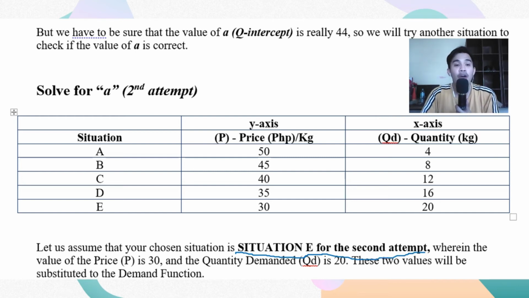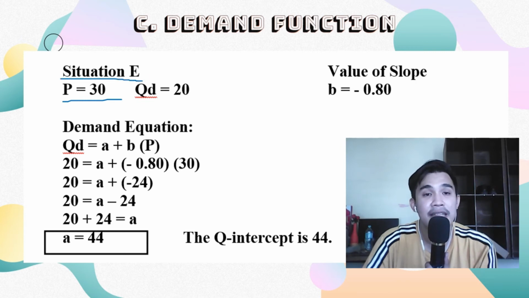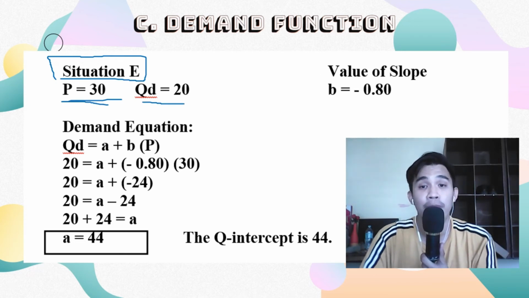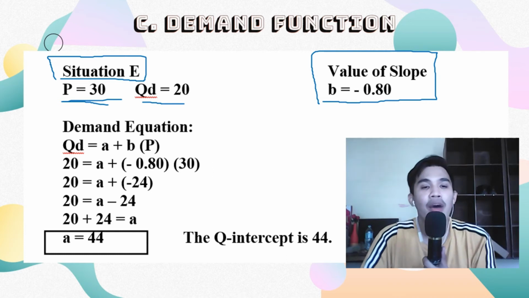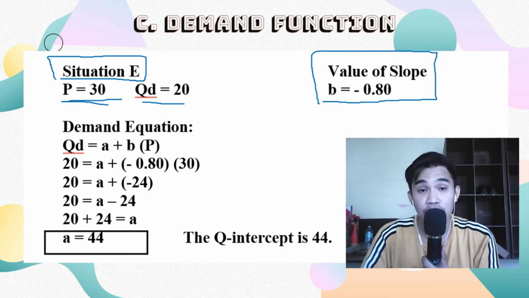Again, this is your second attempt, wherein the value of your P is 30, ayan, and the value of your quantity demanded or QD is 20. So these two values will be substituted to the demand function. So same process pa rin yung ginawa nyo kanina doon sa pag-solve nyo for you to solve the letter A or our Q-intercept. So ito. So we have now our second attempt, and sa second attempt, ang pinili nyo ay situation E. So sa situation E, meron siyang P is equal to 30 and QD is equal to 20. And do not forget that the value of our slope is negative 0.80. So now, let us have our demand equation. So QD is equal to A plus B times P. So all we need to do is to substitute the values.